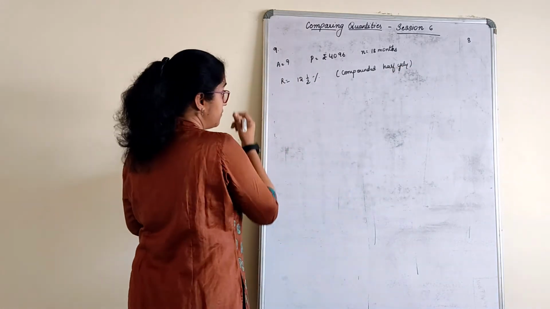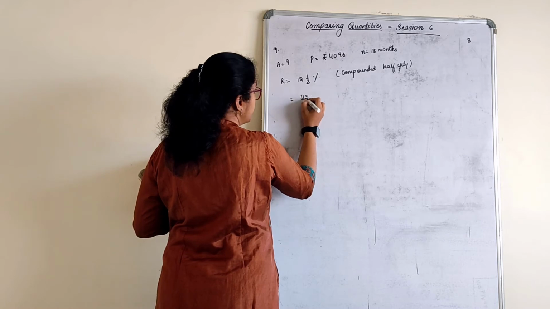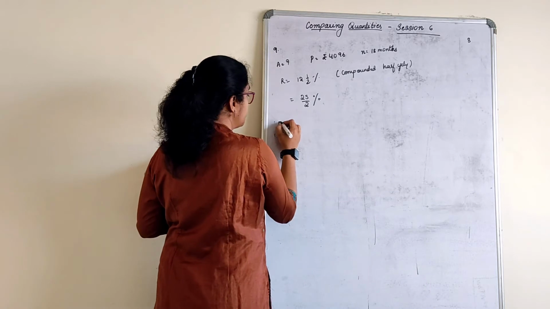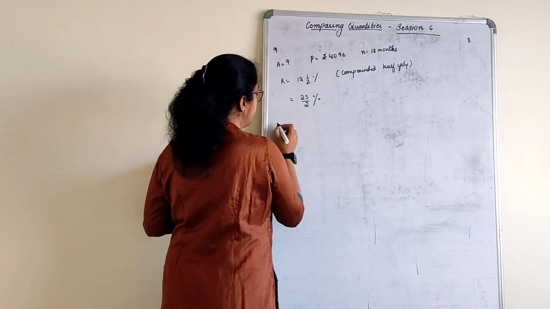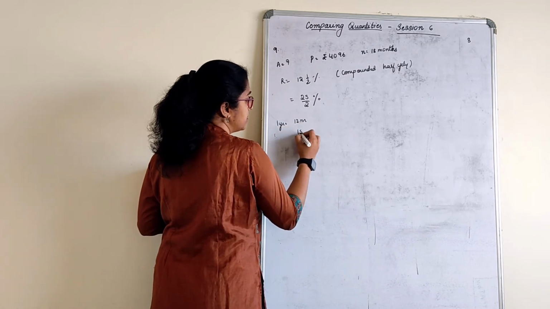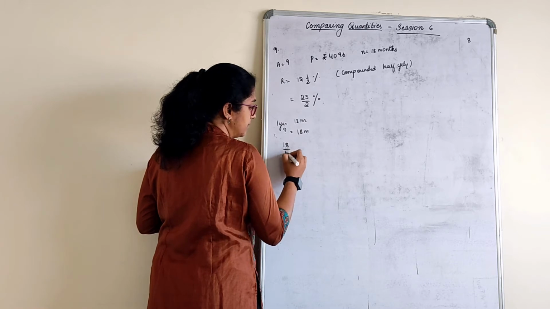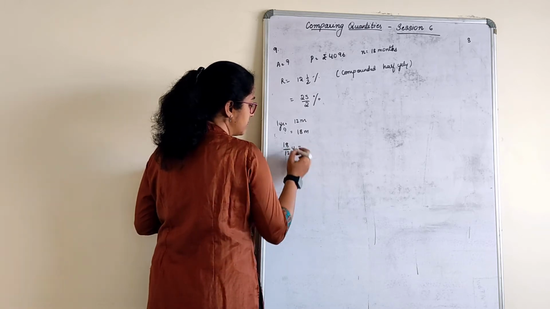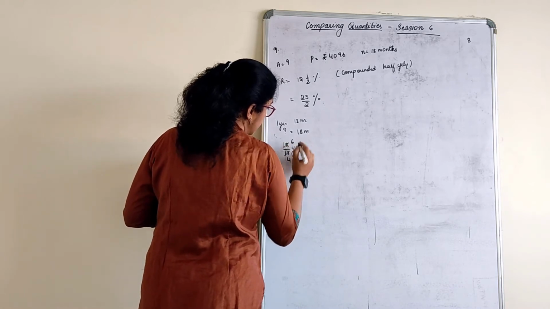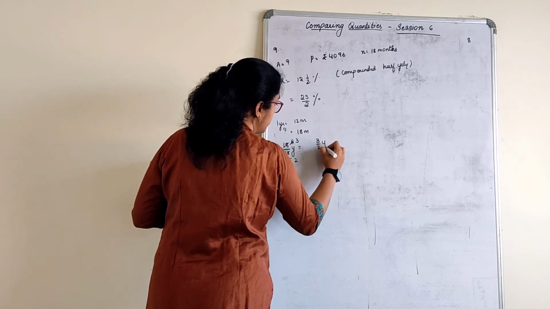Okay. So first of all, the rate of interest we can write as 12 2s are 24 plus 1, 25 by 2%. Then for n, I will take the calculation as 1 year is equal to 12 months. So 18 months is equal to how many years? So 18 by 12 years, that is 3 4s are 12, 3 6s are 18, 2 2s are 4, 2 3s are 6. So 3 by 2 years.